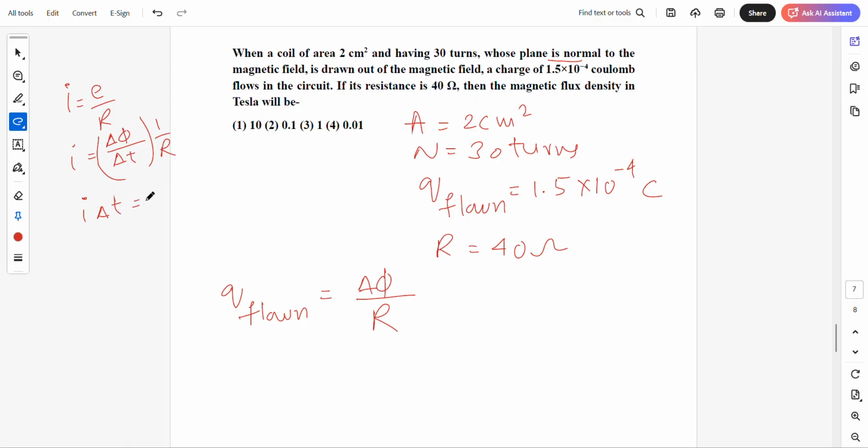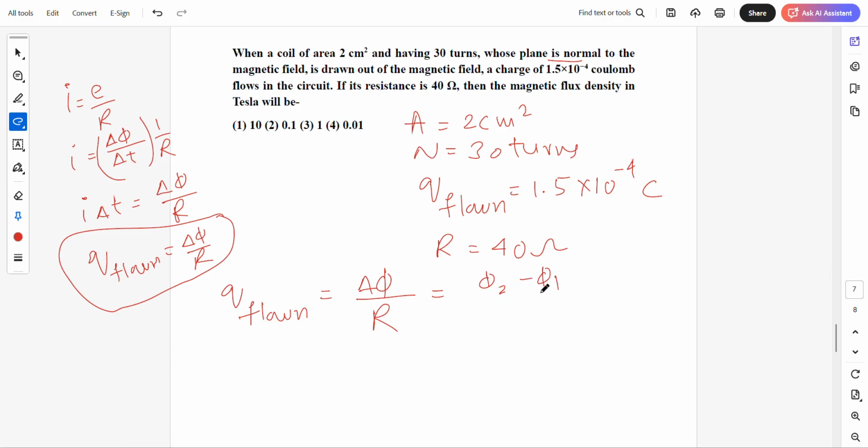I into delta T is equal to delta phi by R. What is I into delta T? That is nothing but charge flow. Charge flow is equal to delta phi by R. Hope you have understood. Okay, this is the formula. Now that is equal to again phi 2 minus phi 1 by R. Alvanappa.